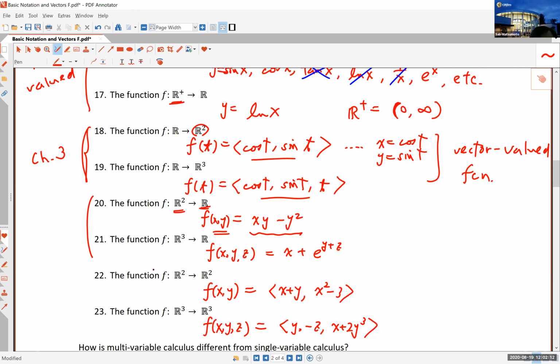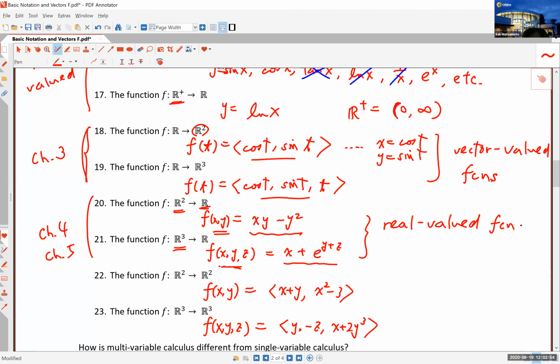21 is similar. Now the dimension of the domain is 3, so you have to have x, y, z. These are multi-variable functions, but the outcome, or the output, is still a real value, right? So these are real valued functions. Okay, and then we'll be studying these things in chapter 4 and then chapter 5. Chapter 4 is differentiating these, and chapter 5 will start to integrate these things. So these are real valued functions.